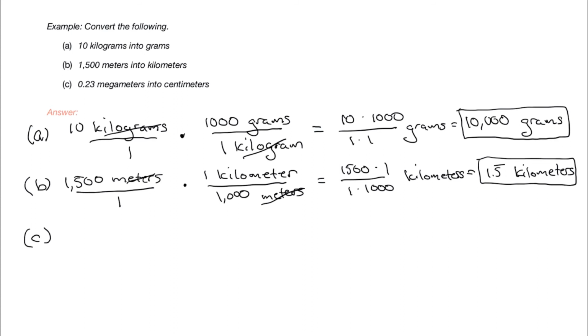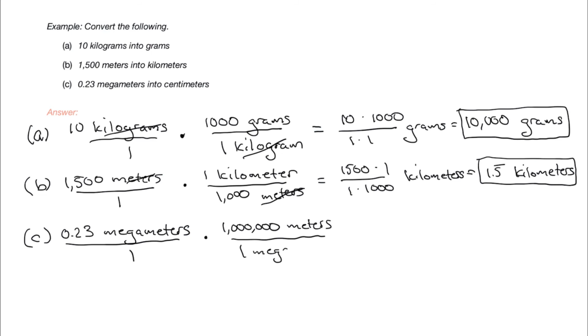This last problem, part C, is going to require 2 conversions because there is no conversion from megameters to centimeters in the table. We start by writing what we're given, 0.23 megameters over 1. Now, the first conversion we're going to do is to meters, and so we look up in the table to find that 1 million meters is the same as 1 megameter. We write 1 megameter on the bottom so that it cancels with our previous megameter.